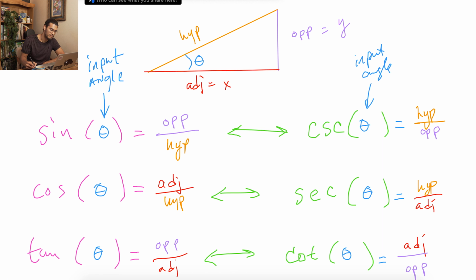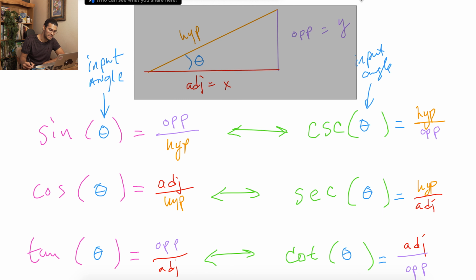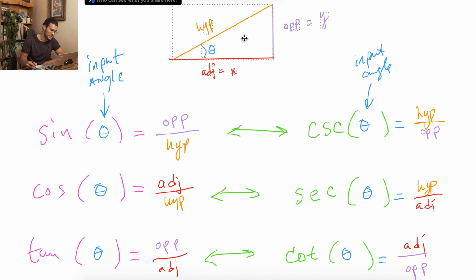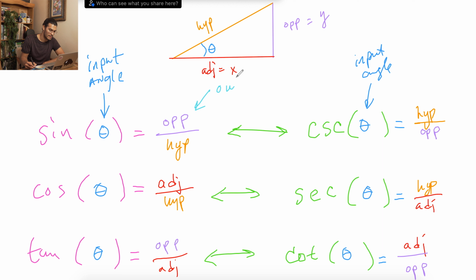Okay? So, this same triangle, the same setup that we drew, represents both of these. Your output for both of these is still a ratio. The ratio of which sides we're looking at has just been flipped when we go from sine to cosecant, or when we go from cosine to secant, or when we go from tangent to cotangent.